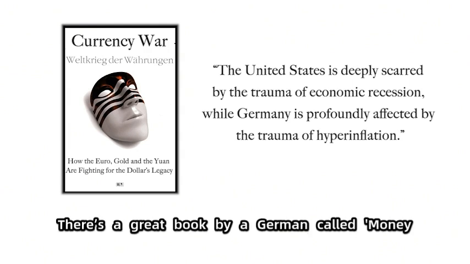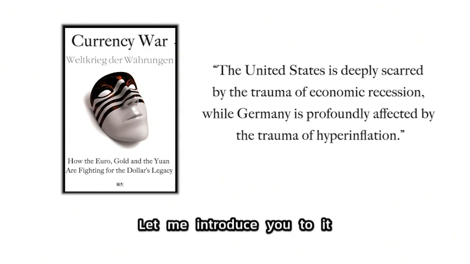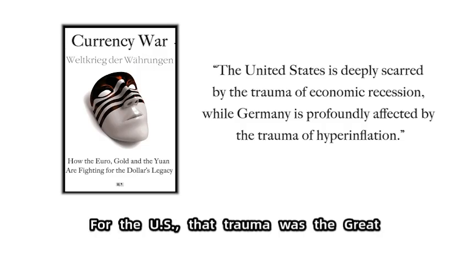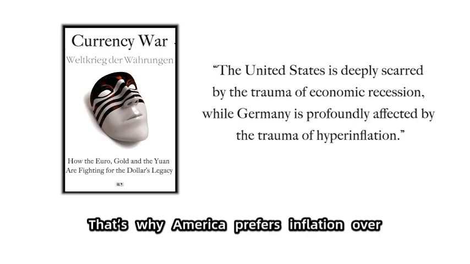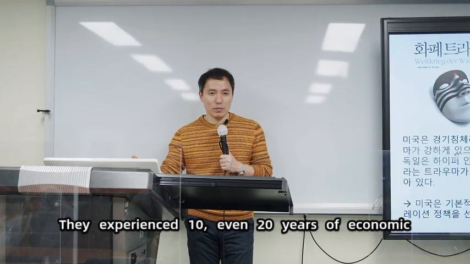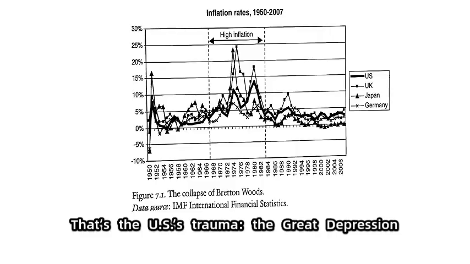There's a great book by a German called Money Shock, and it makes a lot of sense. Let me introduce you to it. Every nation develops its own psychological template. For the United States, that trauma was the Great Depression. That is why America prefers inflation over deflation, always. They experienced 10, even 20 years of economic stagnation. Money stopped circulating. That's the US's trauma, the Great Depression.